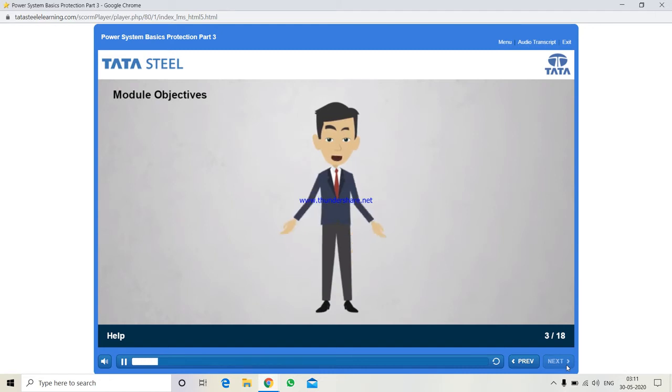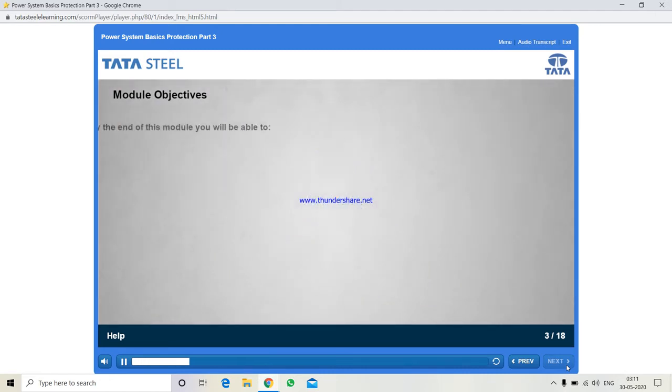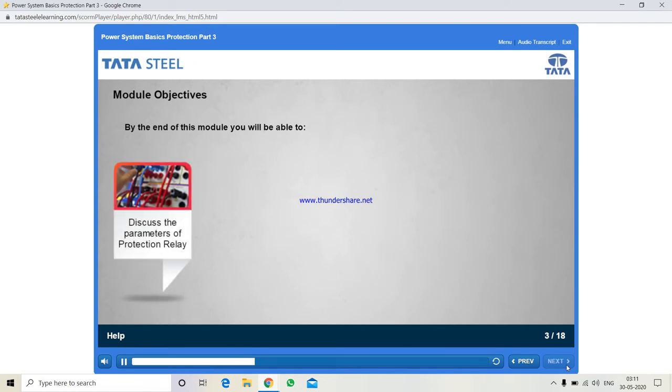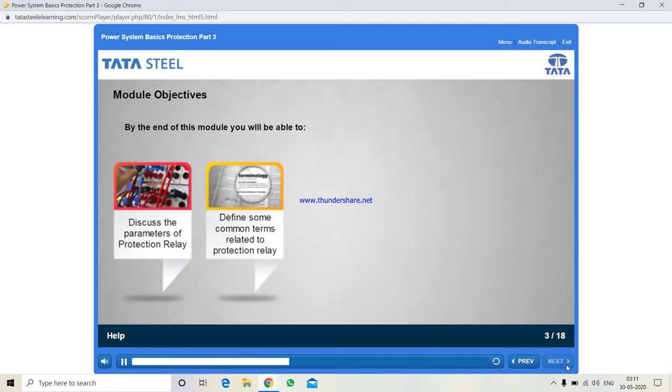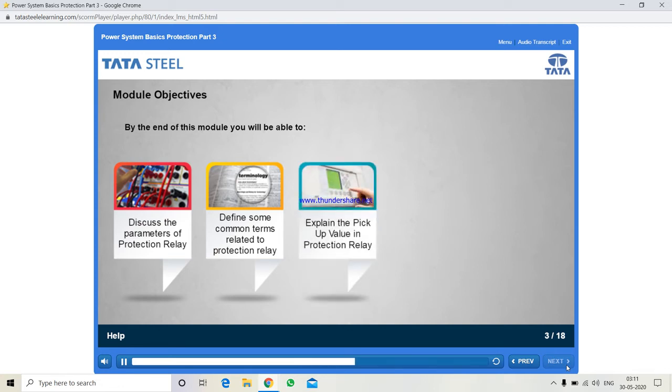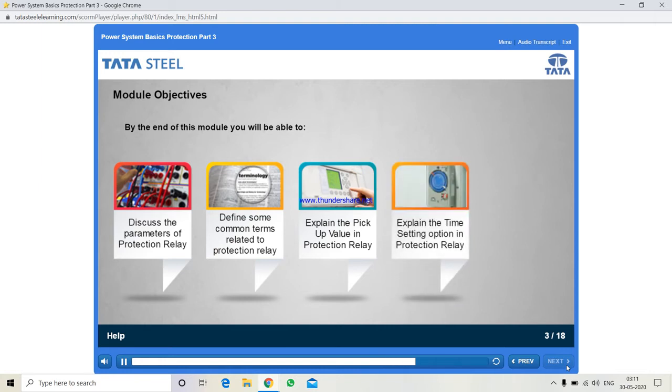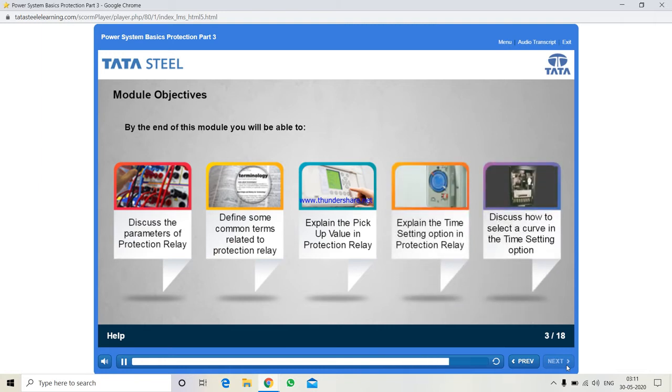Let us take a look at the objectives of this course. By the end of this module, you will be able to discuss the parameters of protection relay, define some common terms related to protection relay, explain the pickup value in protection relay, explain the time setting option in protection relay, discuss how to select a curve in the time setting option.